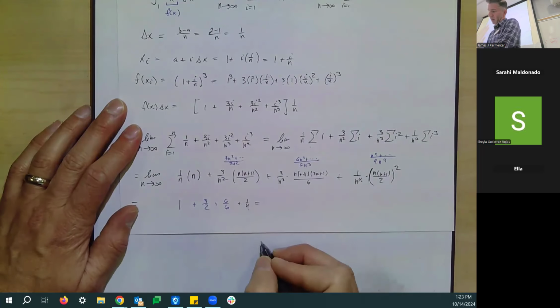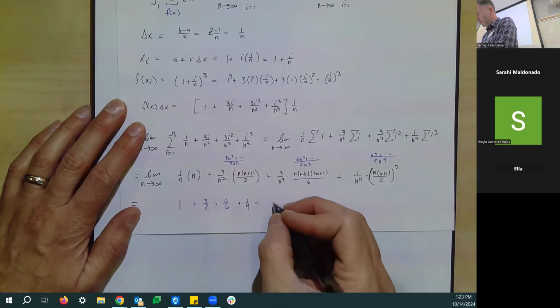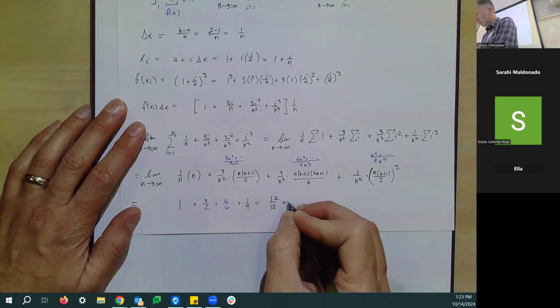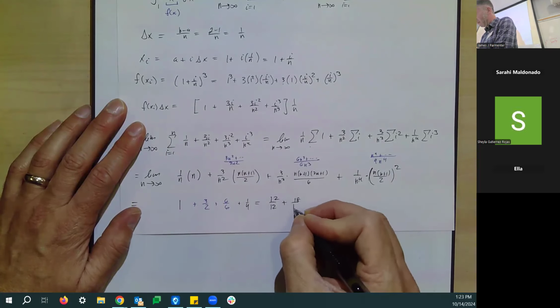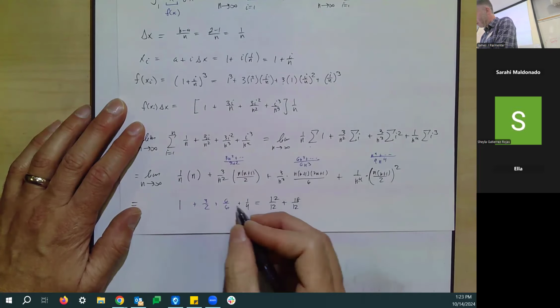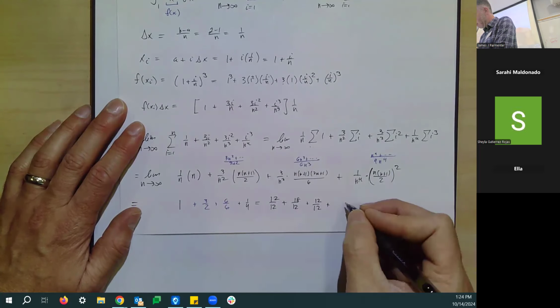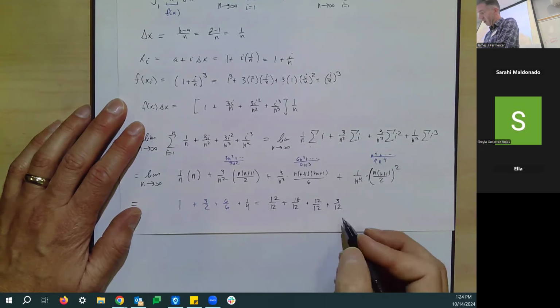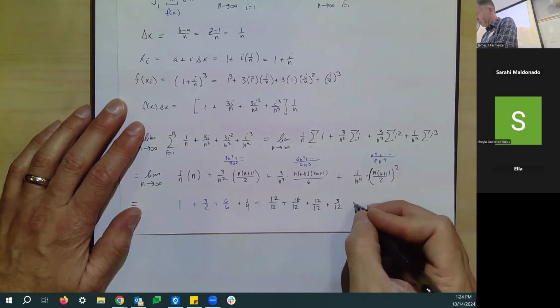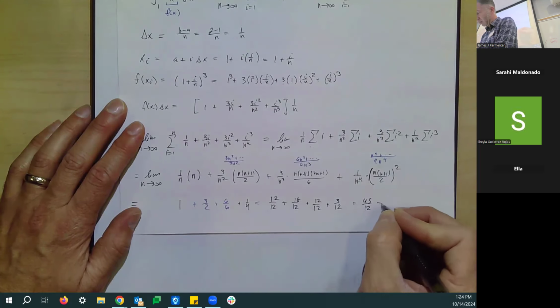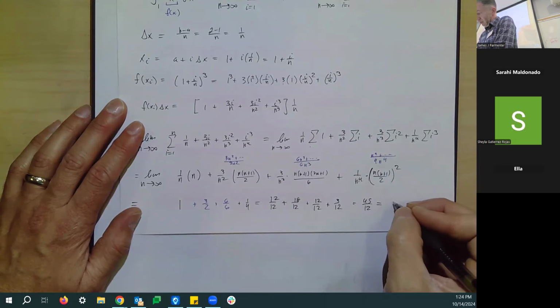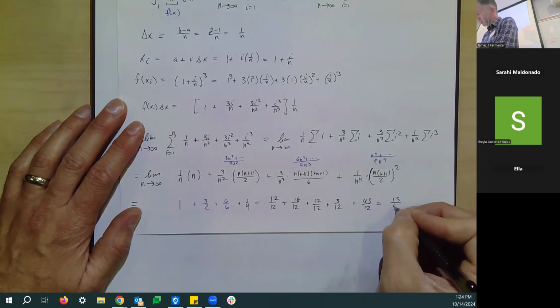And then we add it all up. Our common denominator is 12. 12 over 12 plus this 18 over 12. I feel real dicey about this, but whatever. 12 over 12 plus 18 over 12 plus 3 over 12. So we're getting 45 over 12, which reduces, dividing by 3, to 15 over 4.